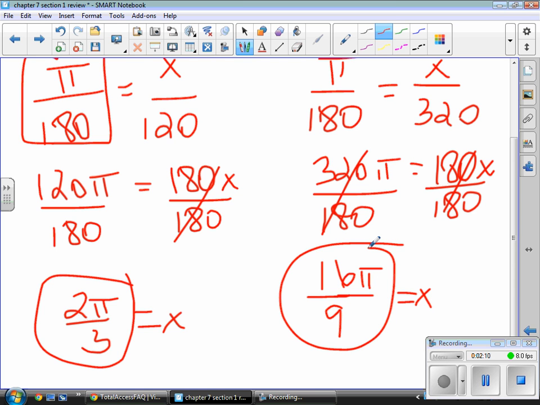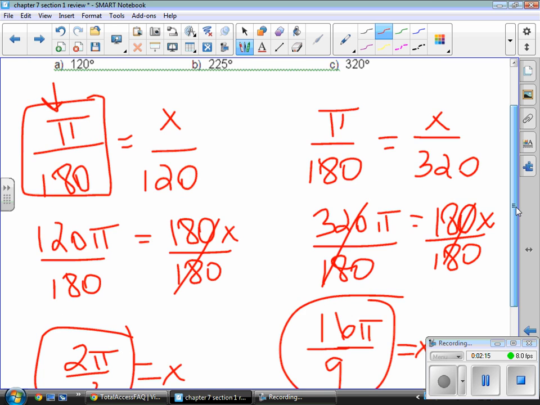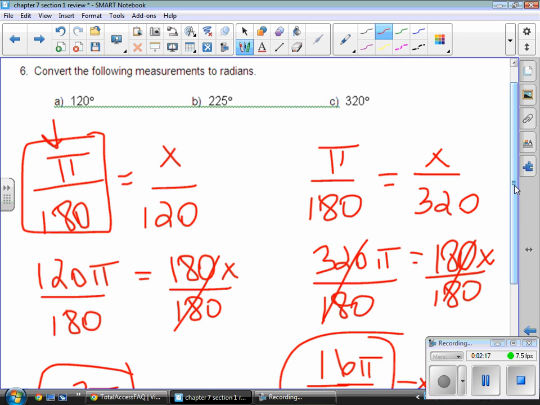Okay, so that's A and C, and B is very similar to this. Set up your proportion, plug in 225 in the bottom of the second fraction.